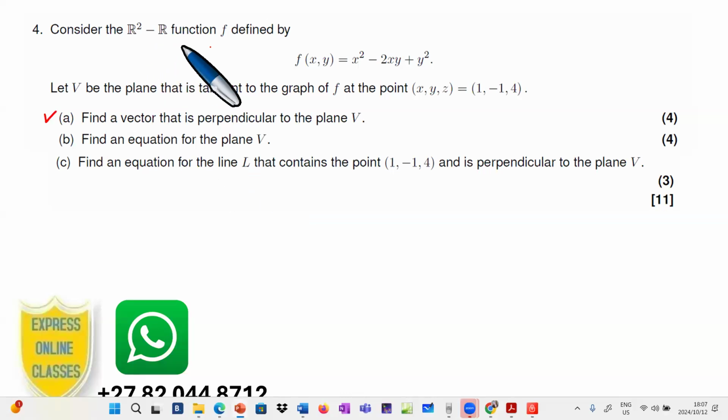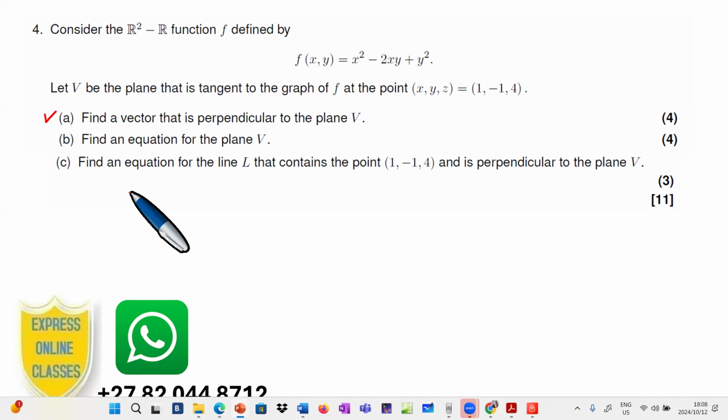Consider the function f from R2 to R defined by f of x and y equals x squared minus 2xy plus y squared. Let V be the plane that is tangent to the graph of f at the point (x, y, z) equals (1, -1, 4). Find a vector that is perpendicular to the plane.